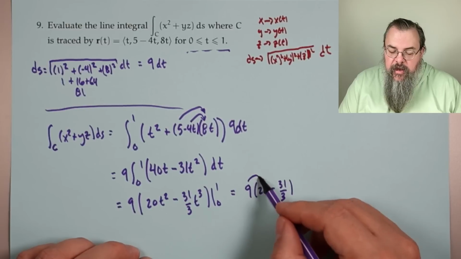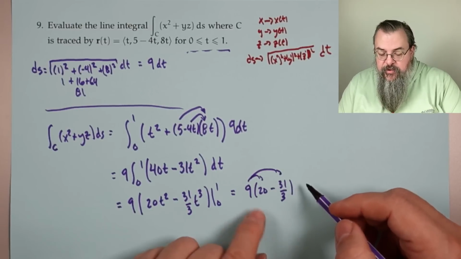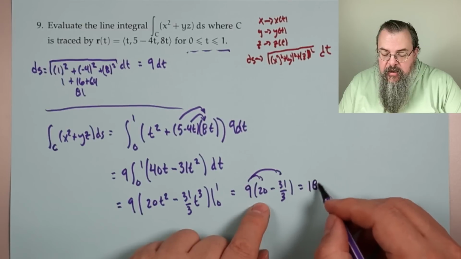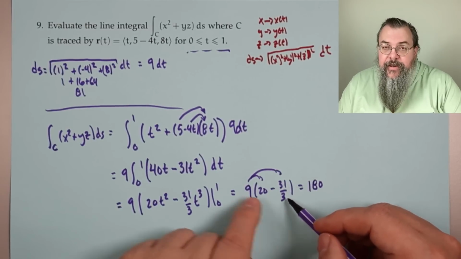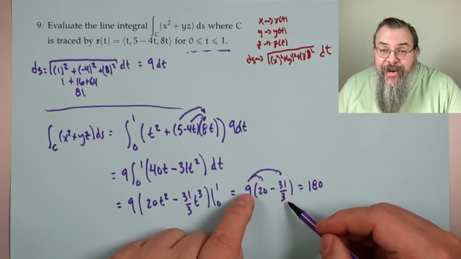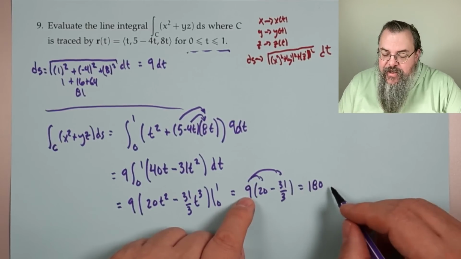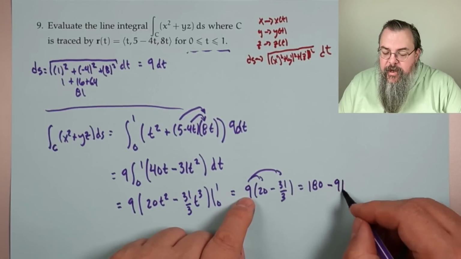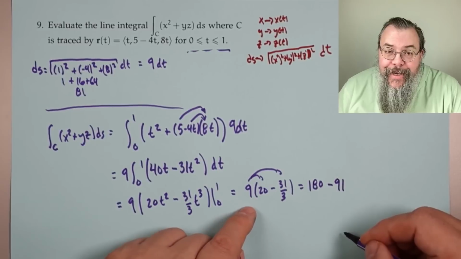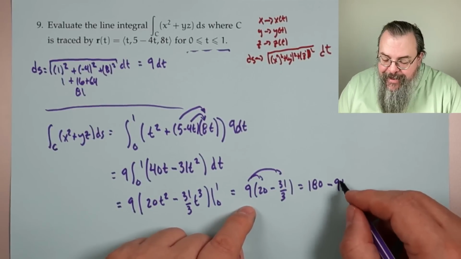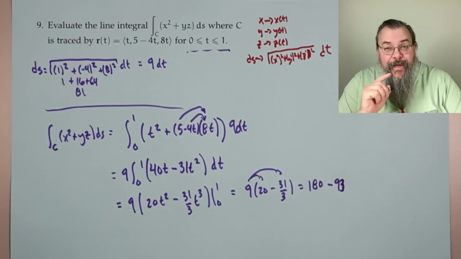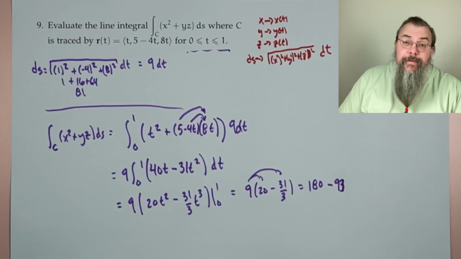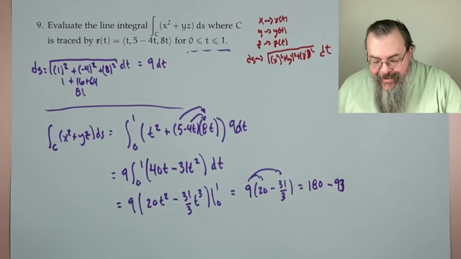Well, you can distribute the 9 through. So 9 times 20, that's 180. And then here, the 3 goes into 9, right? 9 is 3 squared, so it's 31 times 3. So that makes 91. If you take 180 and, not 91, 93. I can multiply 31 times 3. I've done it before, maybe. But at least I've done it once because I just did it.